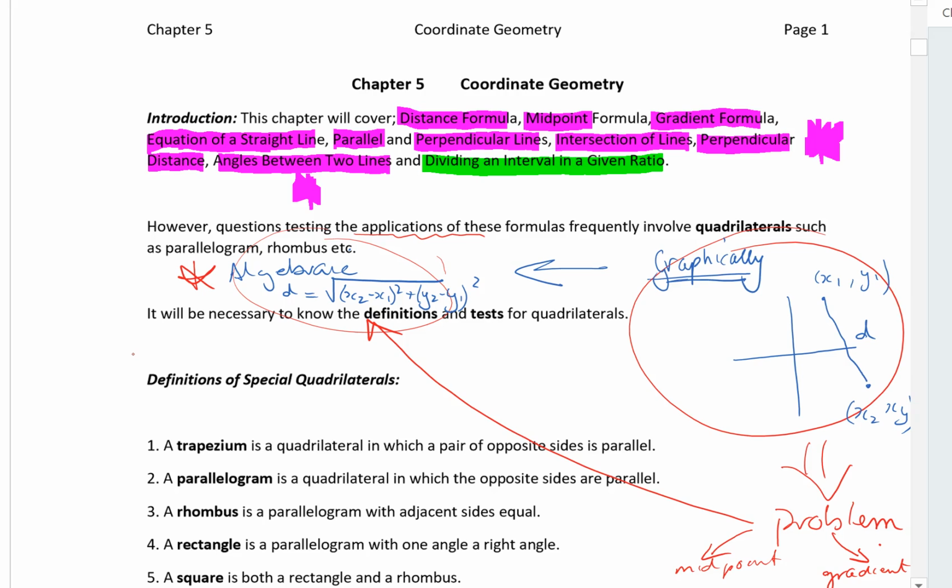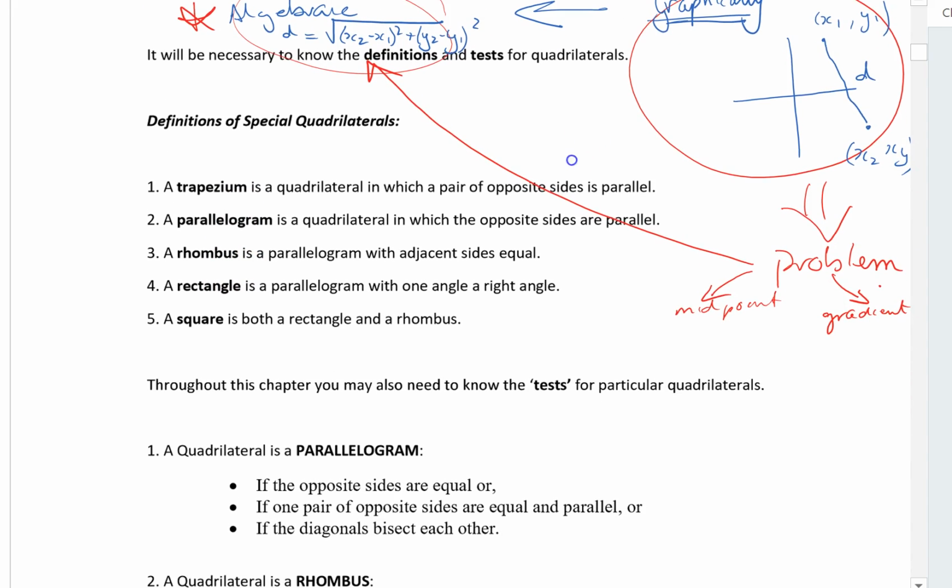It'll be on these other applications of these formulas. So we need to understand thoroughly what distance is doing. Not just understand a formula, understand it graphically. Then think about practical applications. And because practical applications might start to talk about actual shapes, like a trapezium, a parallelogram, a rhombus, rectangle, or square, then you have to know the definitions of these.